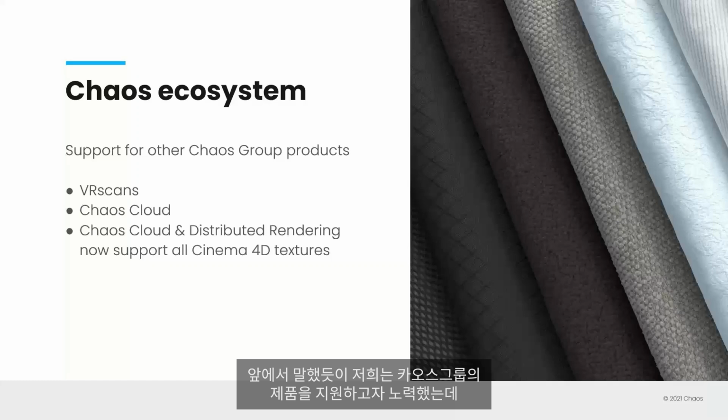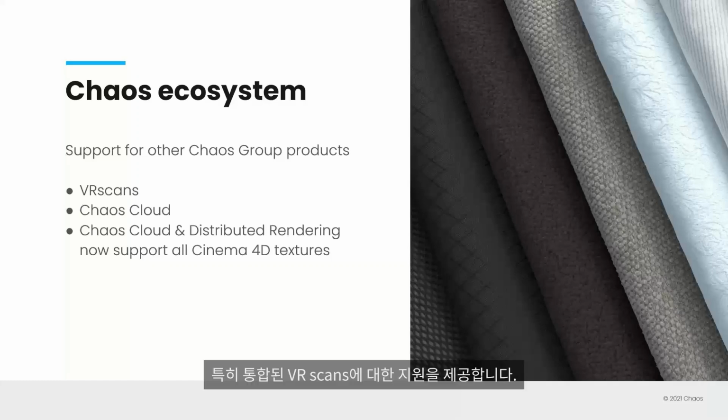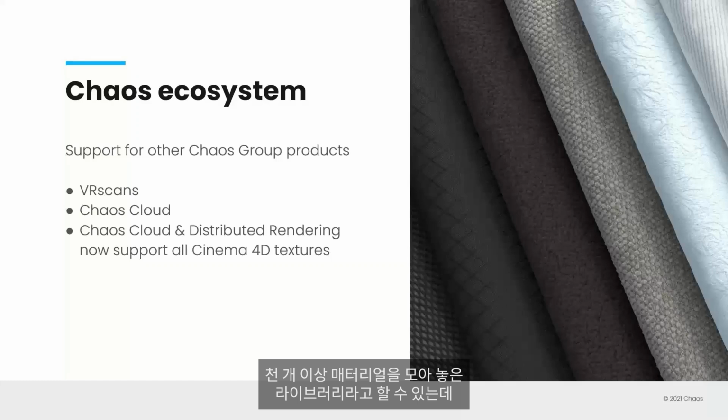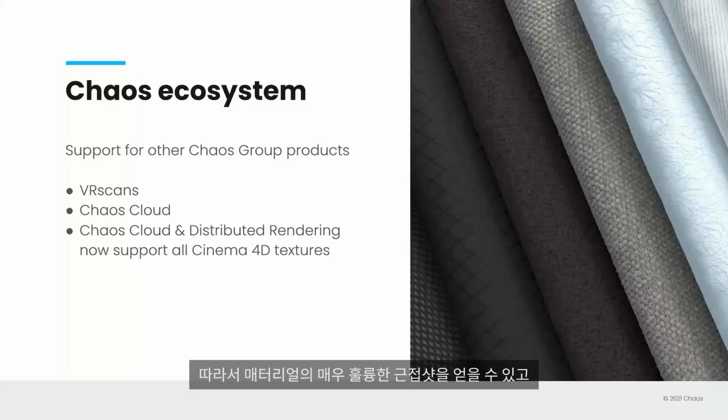And as I mentioned earlier, we're always trying to increase support for our Chaos Group products. So in particular, we have now integrated support for VRscans. So if you're not familiar with VRscans, this is our library of over 1,000 materials. These are incredibly photorealistic, ultra high quality materials. So these can get you some really nice close-up shots of materials, and they're going to look super realistic. You can see even an example there on the right of some VRscans.